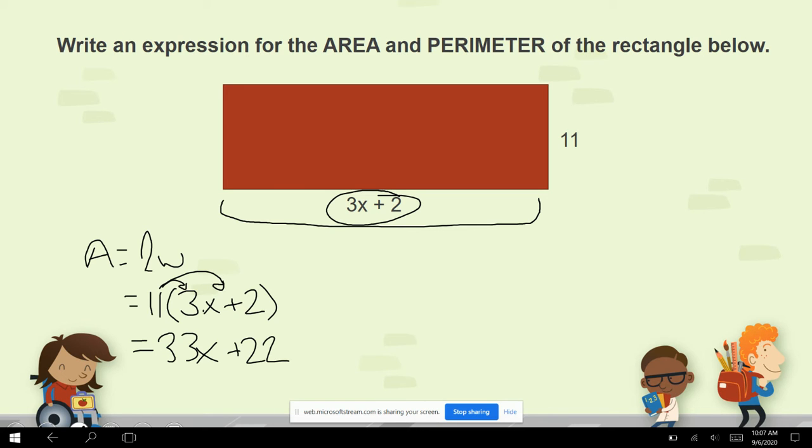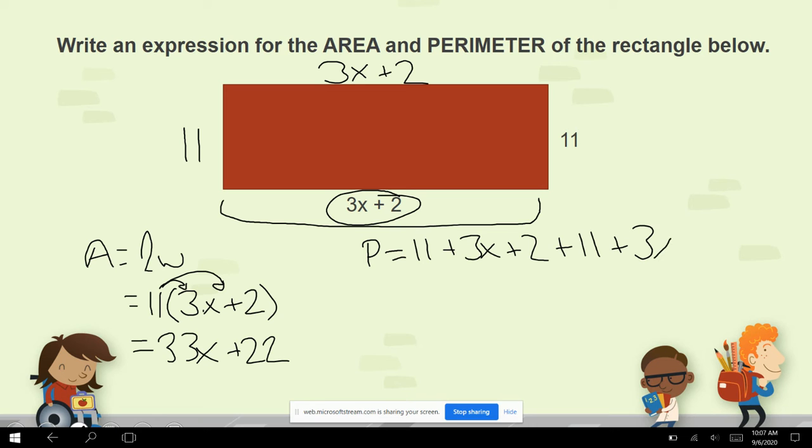Now, similarly, we can do the same thing with the perimeter. But remember, the perimeter is the sum of the four sides. And right now we only have two. But we know that opposite sides of the rectangle are exactly the same. So our left-hand side is going to have a length of 11, and our top is going to have a length of 3x plus 2. So what we need to do is just add these four sides together: 11 plus 3x plus 2 plus 11 plus 3x plus 2.